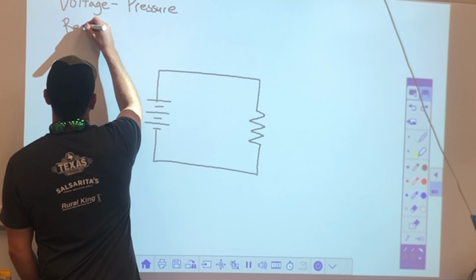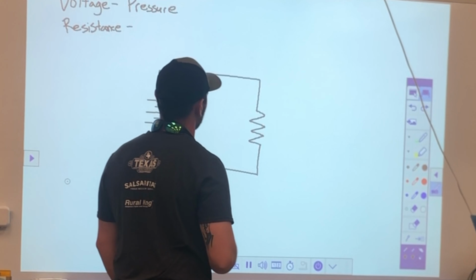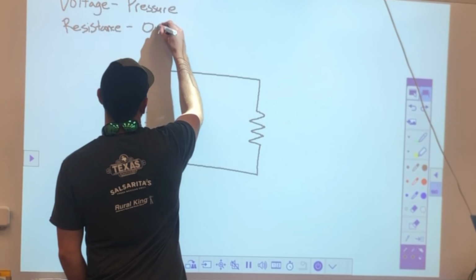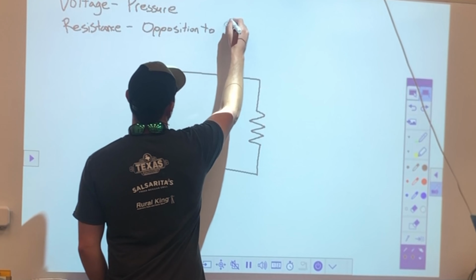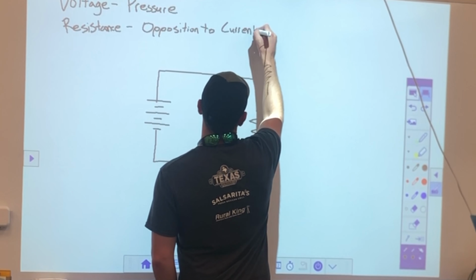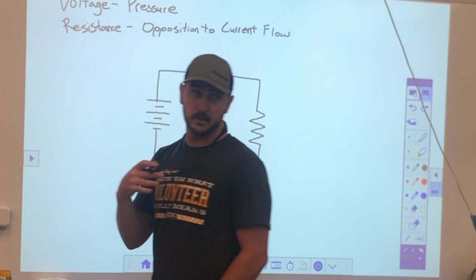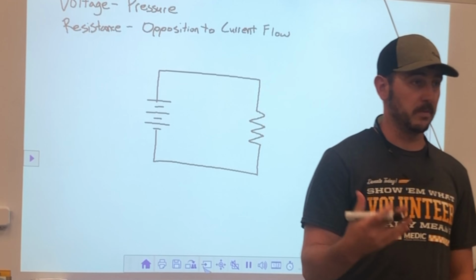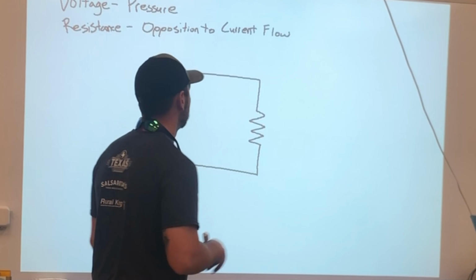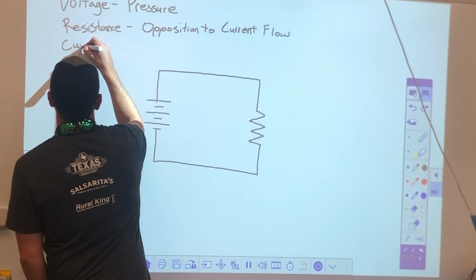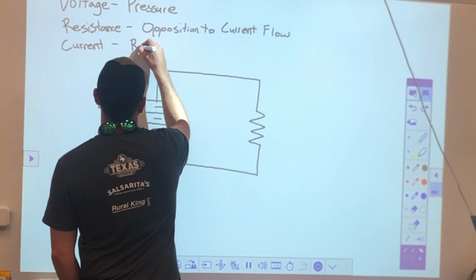Resistance is our opposition to the current. And then our current is our reaction depending on the voltage and the resistance, right? The flow of the electrons is going to be determined by the voltage and the resistance in the circuit. So it's like our reaction.